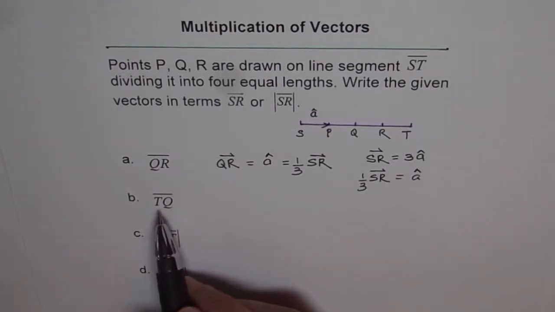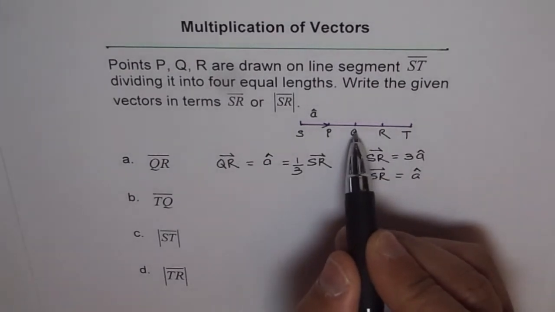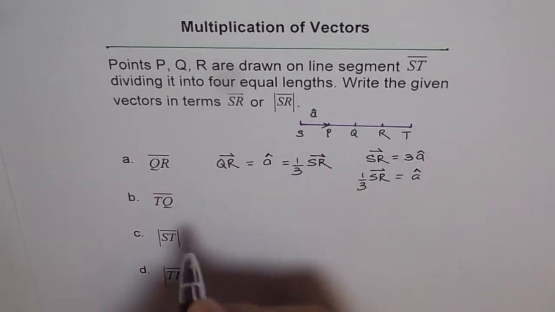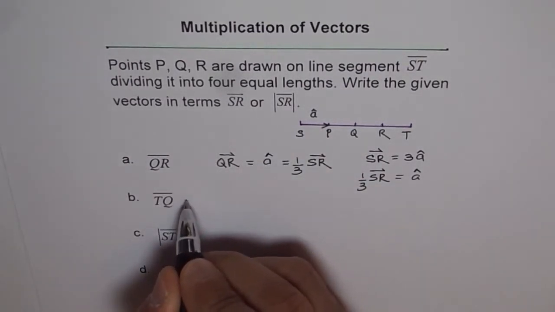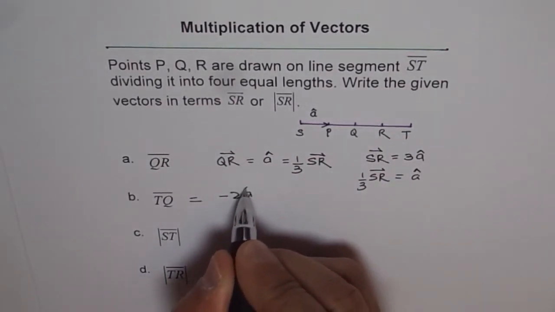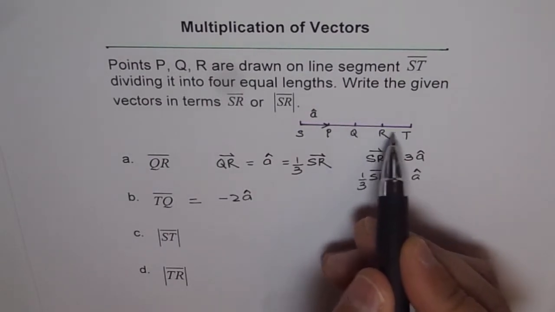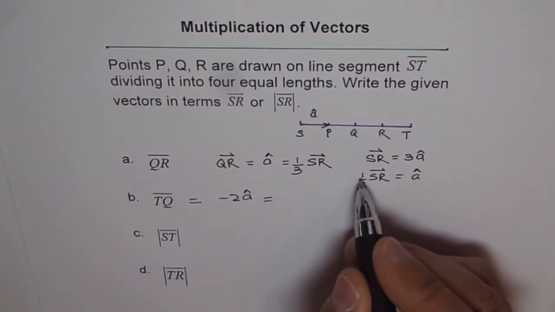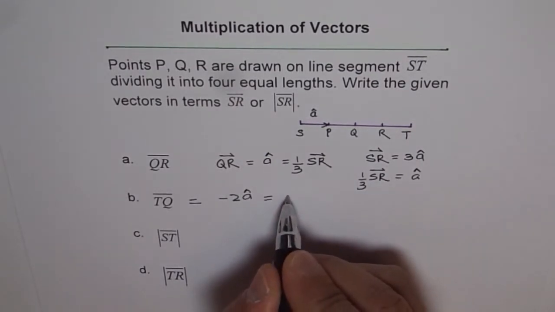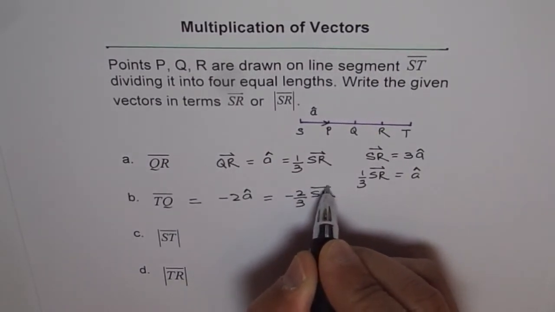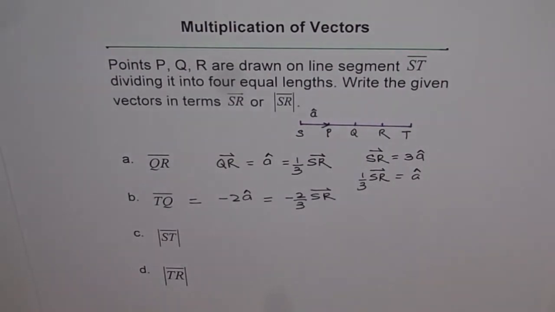Now look at TQ. That means from T to Q, so we are coming in the reverse direction. Therefore, the direction becomes negative. So we can write TQ as equal to minus 2A, since we have reversed the direction. And now we replace A with 1/3 of SR. So we get minus 2/3 SR. Do you see that? It is that simple. That is how you can do it.